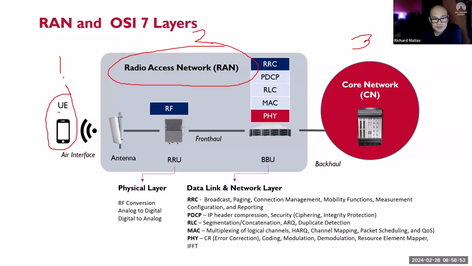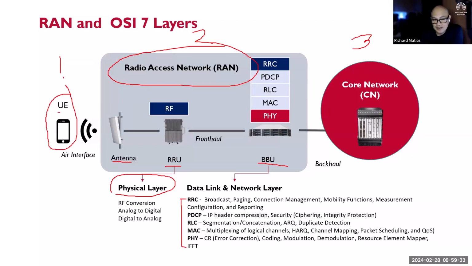For the UE, you have the mobile phone. For the radio access network, you will see the antenna, the RRU, and the baseband unit. In the RRU, this is where the physical layer comes in. This is the RF conversion, from analog to digital or digital to analog. So there's a conversion of data already. Now, if that data will be transmitted from the RRU going to the BBU, these are the different protocols that are happening. There is what we call the physical layer.